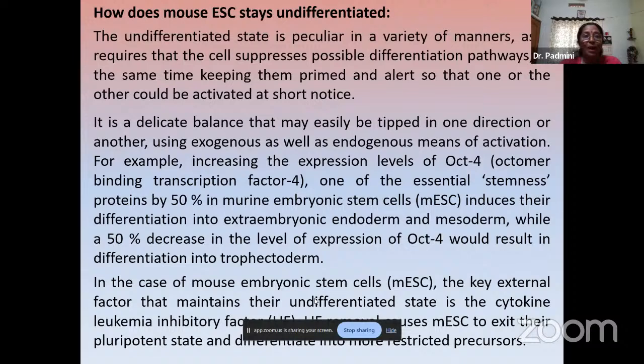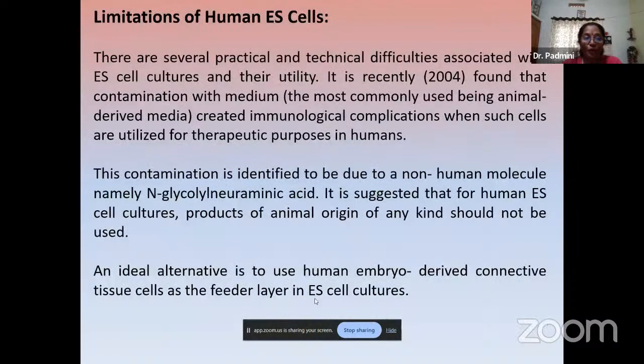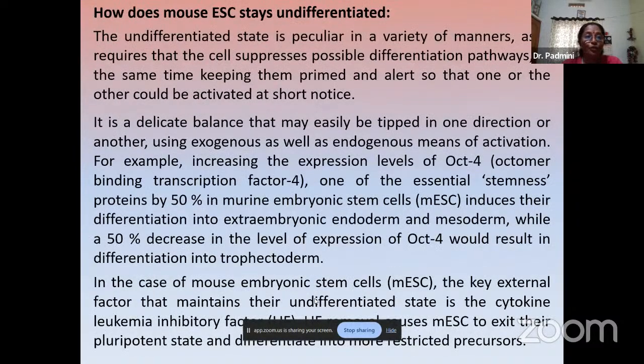So, how does mouse ESC stay undifferentiated? That is one topic that we were talking about, limitations. Here now we are going to talk about the mouse. How is the mouse going to stay undifferentiated?